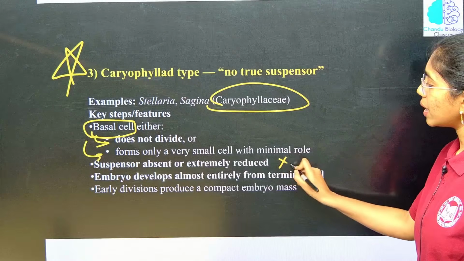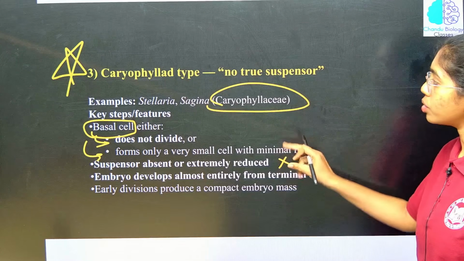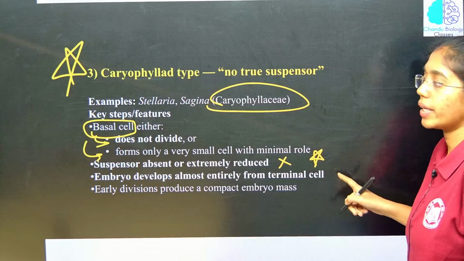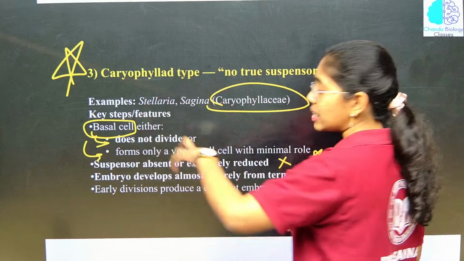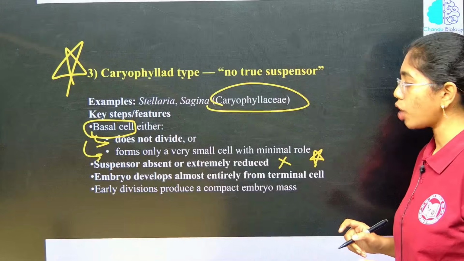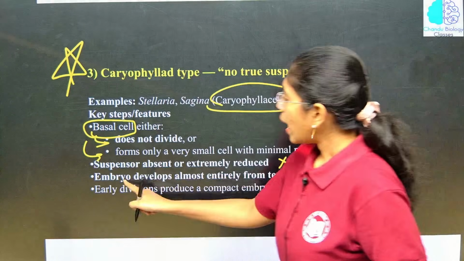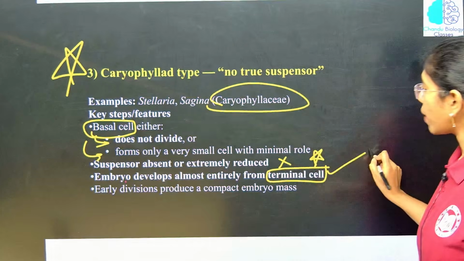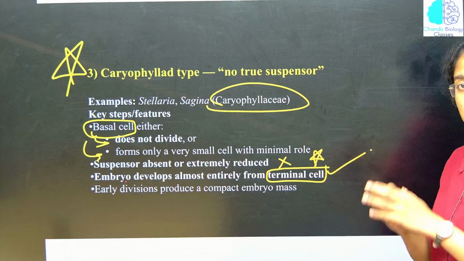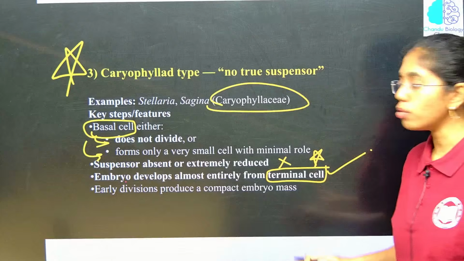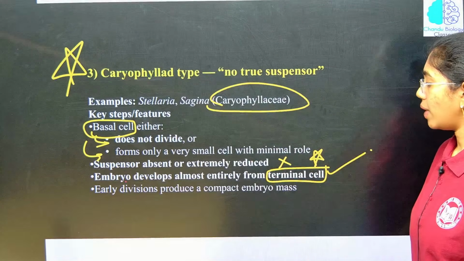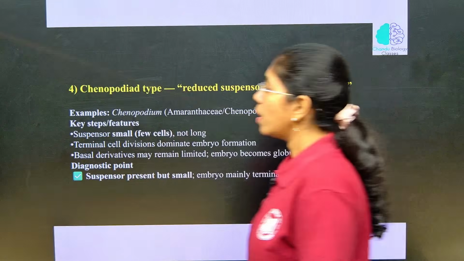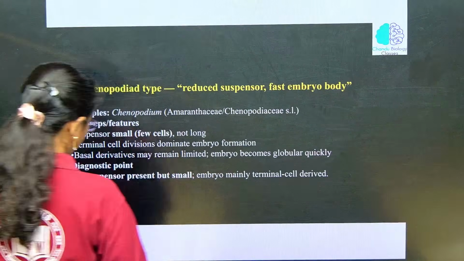Suspensor is completely absent or extremely reduced here in caryophyllad type. Major point to be remembered and highlighted. Here suspensor cell is either absent or it is short-lived. Embryo develops almost entirely from terminal cell. Only from terminal cell the embryo is developed, and suspensor cell is completely reduced or absent in caryophyllad type. Okay. And then chenopodiad type.